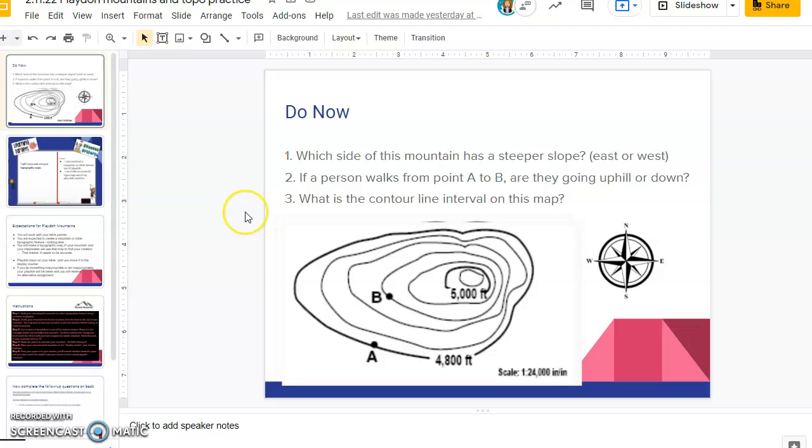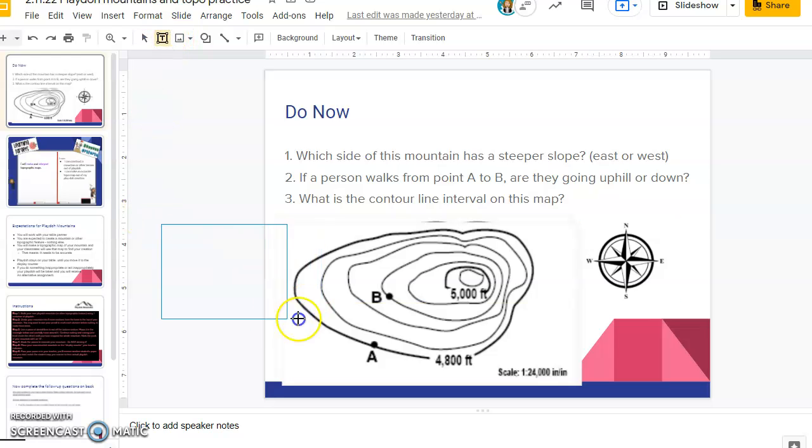If a person walks from point A to point B, are they going uphill or downhill? So if we're walking from here, oh, exactly. Because look, you notice that the numbers are increasing. And it says, what is the contour map line interval?